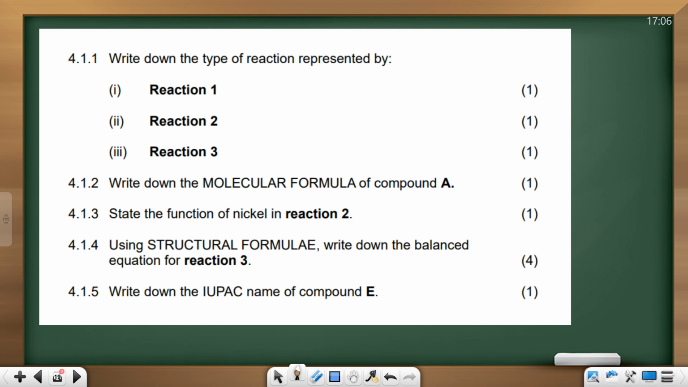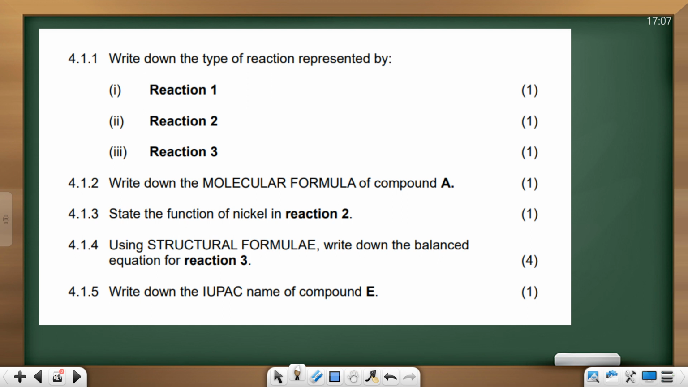I'm done. I don't know if you see that we're done. Reaction 1, done. 2, done. 3, done. Type of molecular, done. State the function of nickel catalyst, done. Structural formula to write the equation of reaction 3. Did we do that? Done.